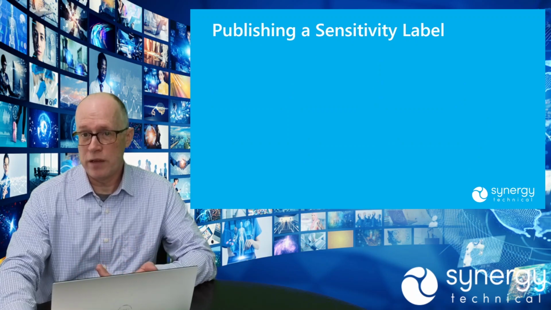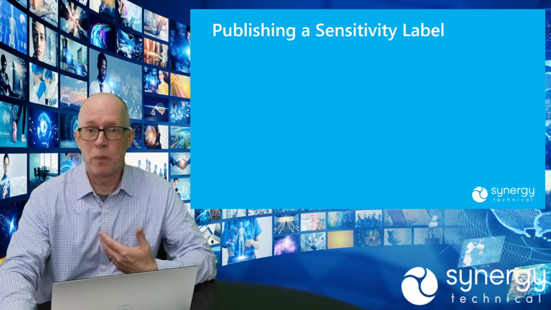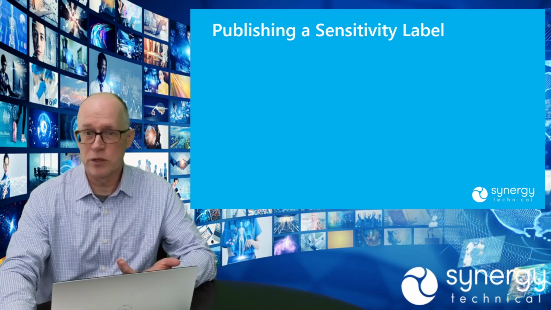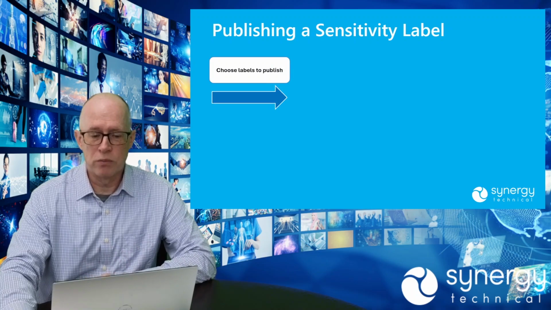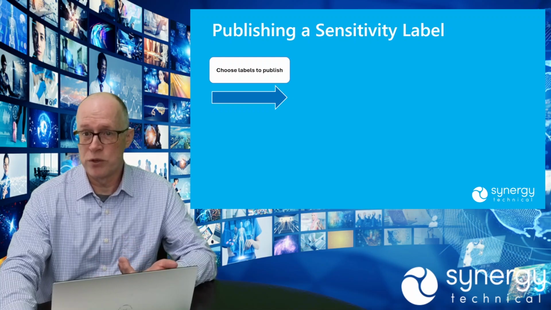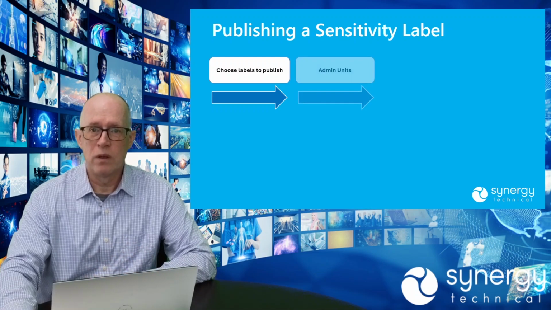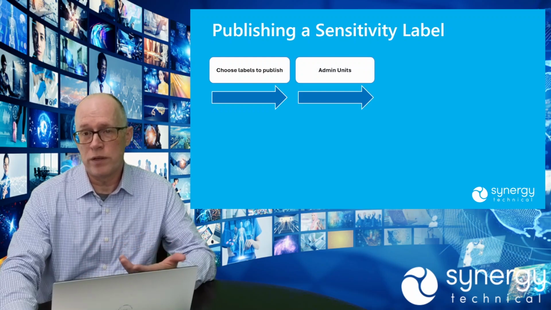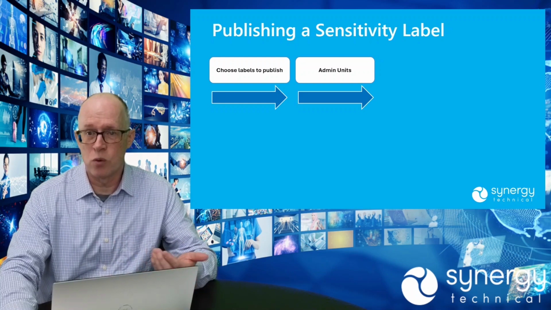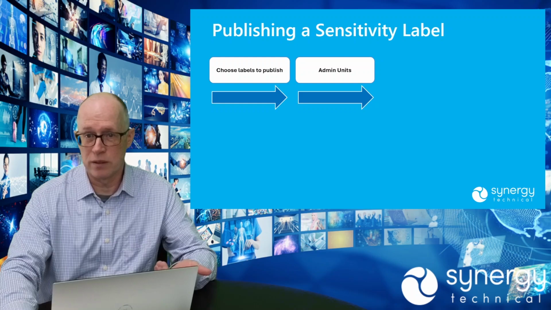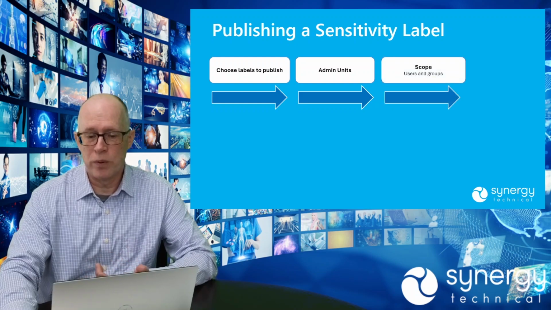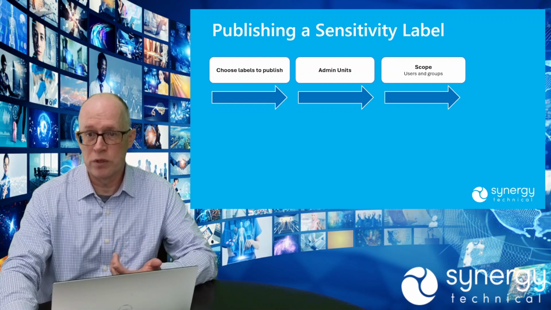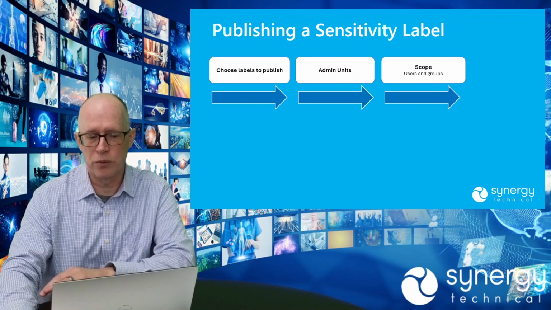So once you've created the sensitivity label, the next step is to publish that sensitivity label. And you have a few decisions to make here as well. So again, we need to choose the labels that we are going to publish. Then admin units. What sections of the business or organization will have access to these labels? The scope, and this is users and groups that this particular label will be available to.